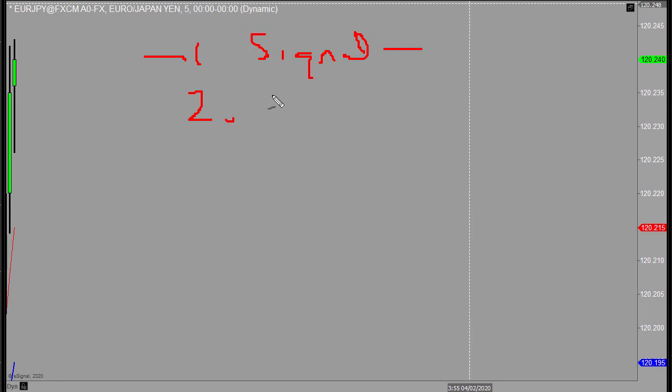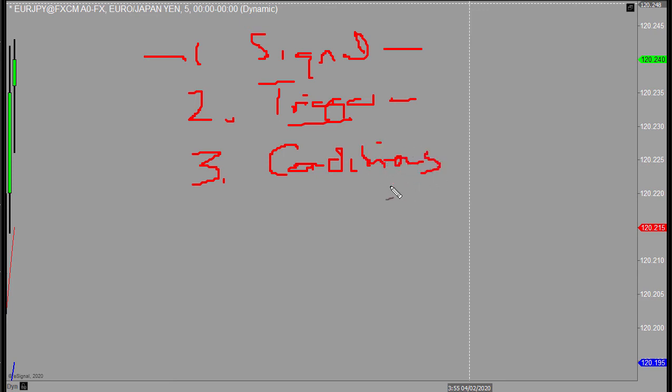Number two, you need to have the trigger. How do I get into this trade? What is the trigger for me to buy or sell that trade? Three, ensure you've got the conditions, and of course the trigger will include the conditions, but I've put it as a separate factor here, and the signal may have certain conditions as well, but you've got to have sufficient conditions.